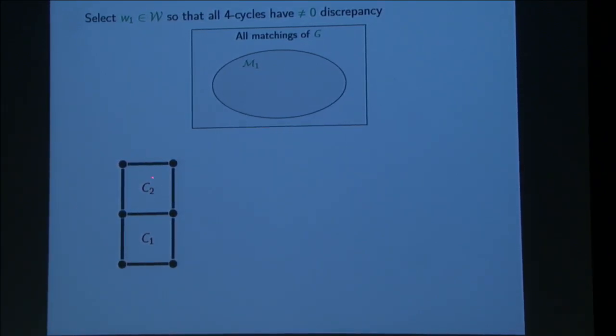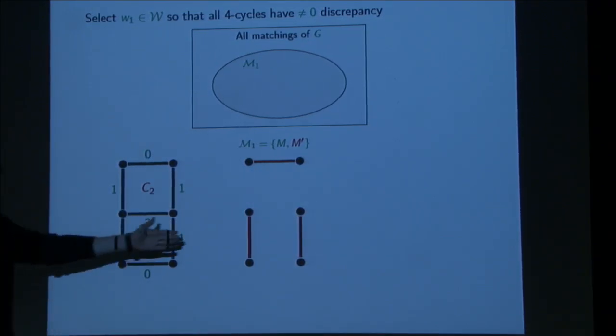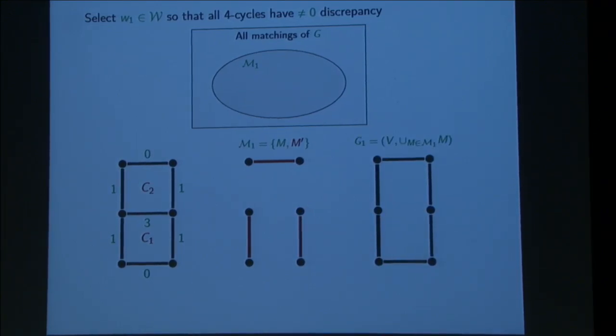So in this case, I have two 4-cycles, C1 and C2. Maybe my weight function is like that. So the discrepancy here is 3 plus 0 minus 2, so it's 1. Here it's 3 plus 0 minus 2, it's 1. Okay. Now I have two perfect matchings that minimize this weight function, the green and the red. I want to look at the active subgraph, which is the graph containing an edge if it takes part of a minimum weight matching. So it would be just the union of the edge sets of the matchings that minimize the weight function W1. This is the active subgraph in that case.